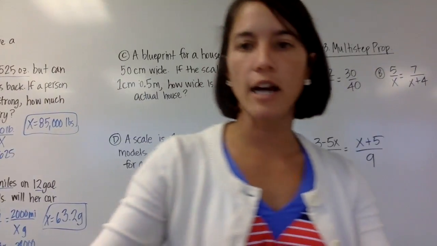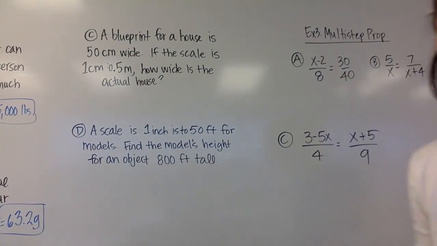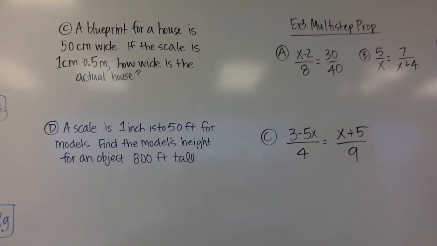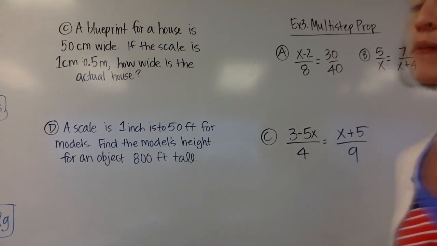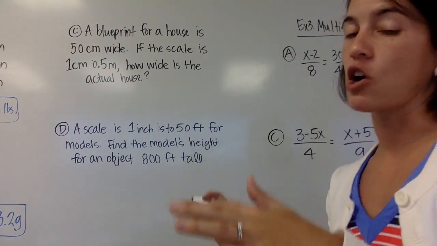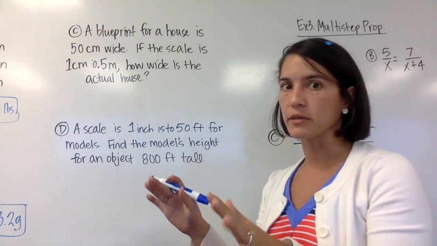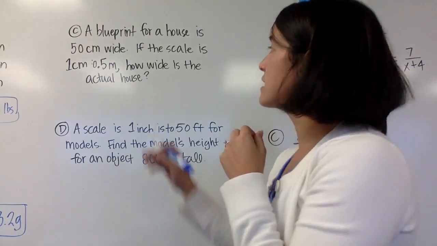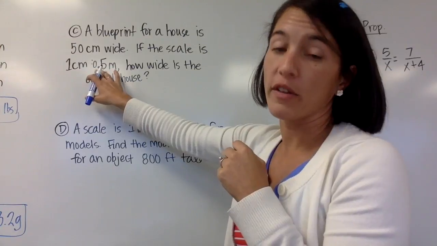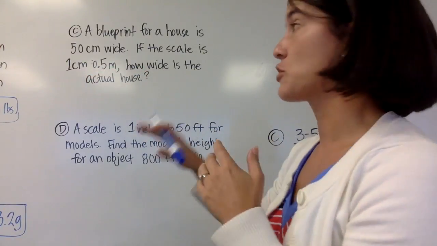All right, pause it, copy it down. All right, a blueprint for a house is 50 centimeters wide. So a blueprint is what the architect draws on blue paper before it's built. If the scale is 1 centimeter to 5.5 meters, how wide is the actual house?